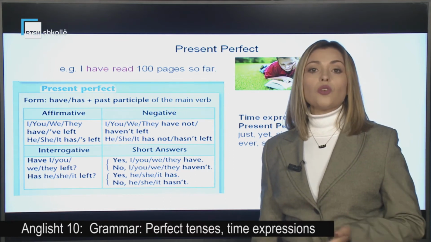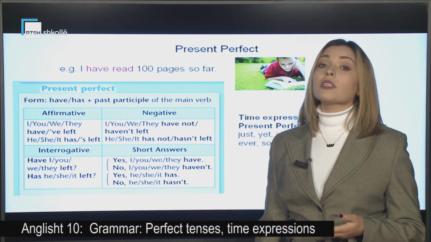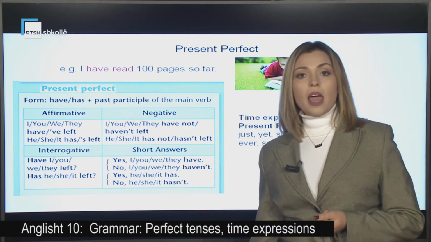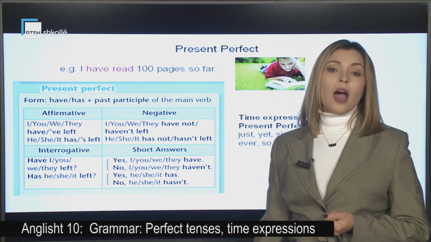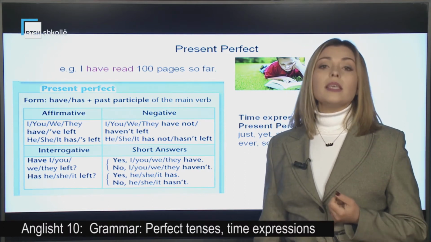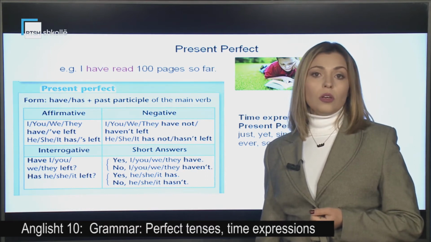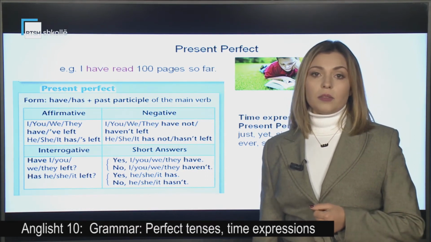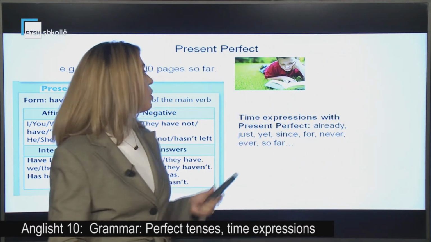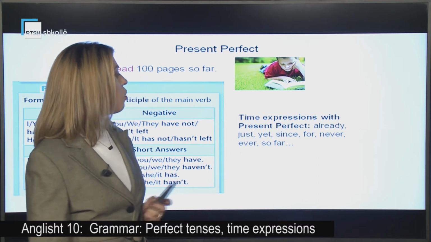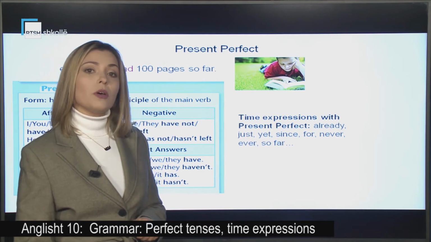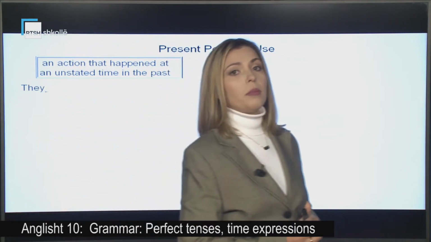And if we want to give a short answer, if the question is, for example, have you left? We say shortly, yes, I have. Or, no, I haven't. Has he done his homework? Yes, he has. Or, no, he hasn't. And of course, we have some time expressions that we use with the present perfect, like already, just, yet, since, for, but we're going to see them within sentences for you to understand better.